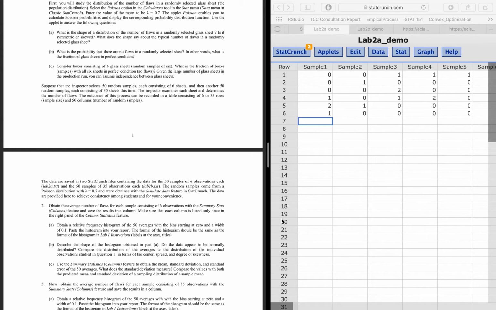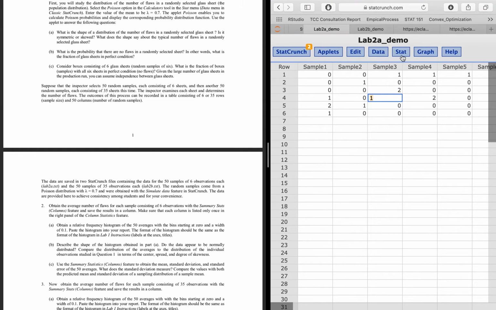So basically, we need to compute a mean, the average number of flaws for the first sample, for the second sample, for the third sample, until the 50th. So we'll get 50 sample means. Okay. So how do we compute the sample mean of each column?